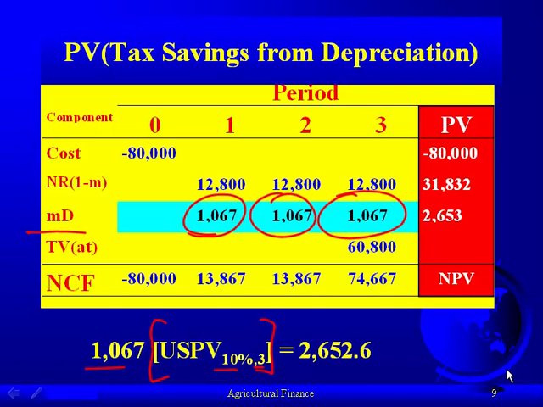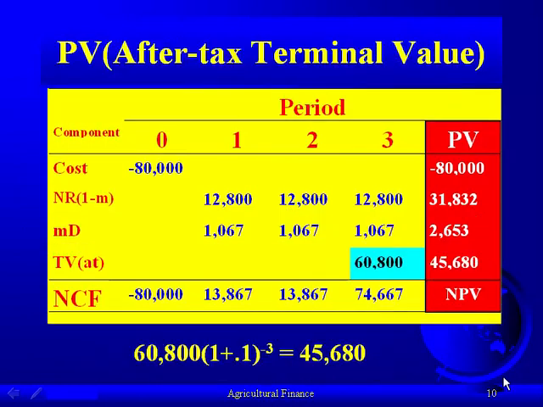It comes out to be 2652, and so we put it in our chart as 26. In this case, we rounded it off to 2653. Now we're looking at the fourth and last component, which is the after-tax terminal value, and we calculated that to be $60,800. And since that's a single sum amount at time 3, notice that we multiply the $60,800 by this single sum factor, discounting that single sum amount at 10% for 3 years.